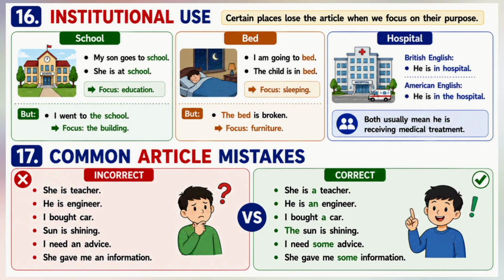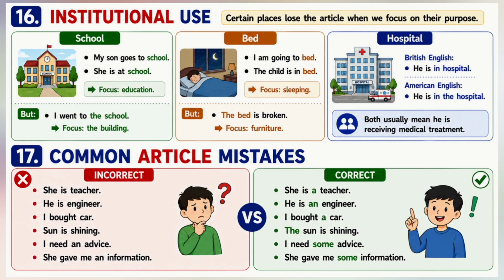Now let's learn some common article mistakes. Incorrect: She is teacher. He is engineer. I bought car. Sun is shining. I need an advice. She gave me an information. Correct: She is a teacher. He is an engineer. I bought a car. The sun is shining. I need some advice. She gave me some information.